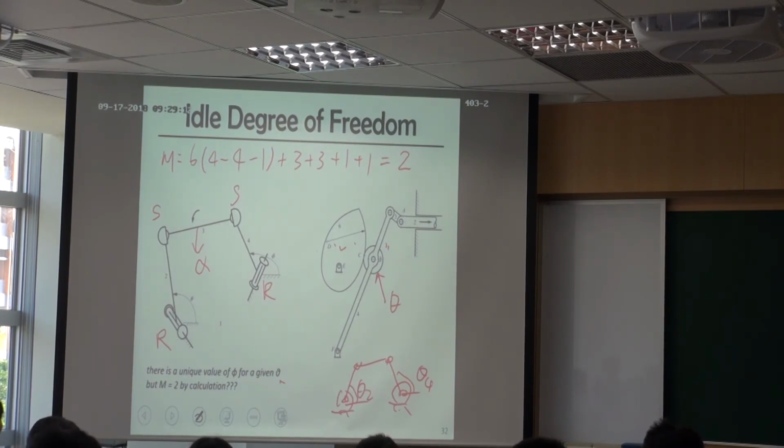And if you use the equation to calculate the mobility, you may get an unexpected result. So just remember it might be this case: we have some redundant or useless degrees of freedom. So that's the first case where, when we use the equation, you will get an unexpected result.